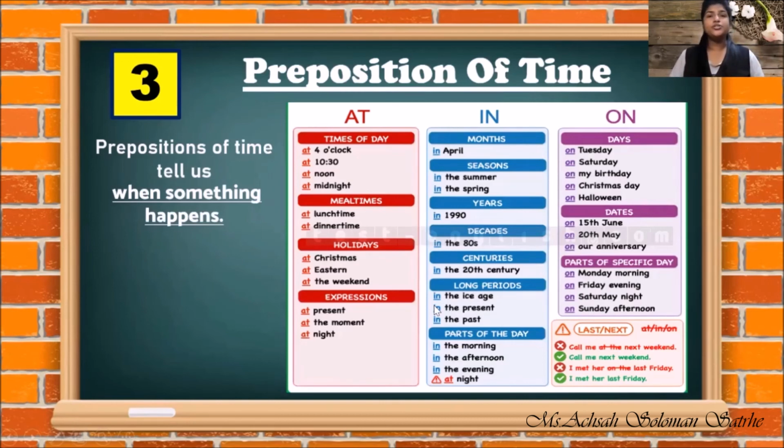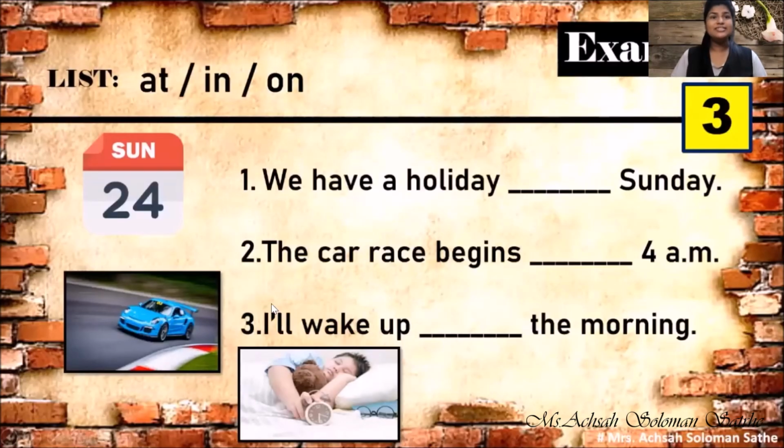So all you need to do is understand when and where these will be used. So let's see some examples of preposition of time, which tells you about time. Now, we have a holiday dash Sunday. We have a holiday on Sunday. Clear? Next, it's the day. Correct? The car race begins, time will come, so what will come? At. The car race begins at 4 a.m.